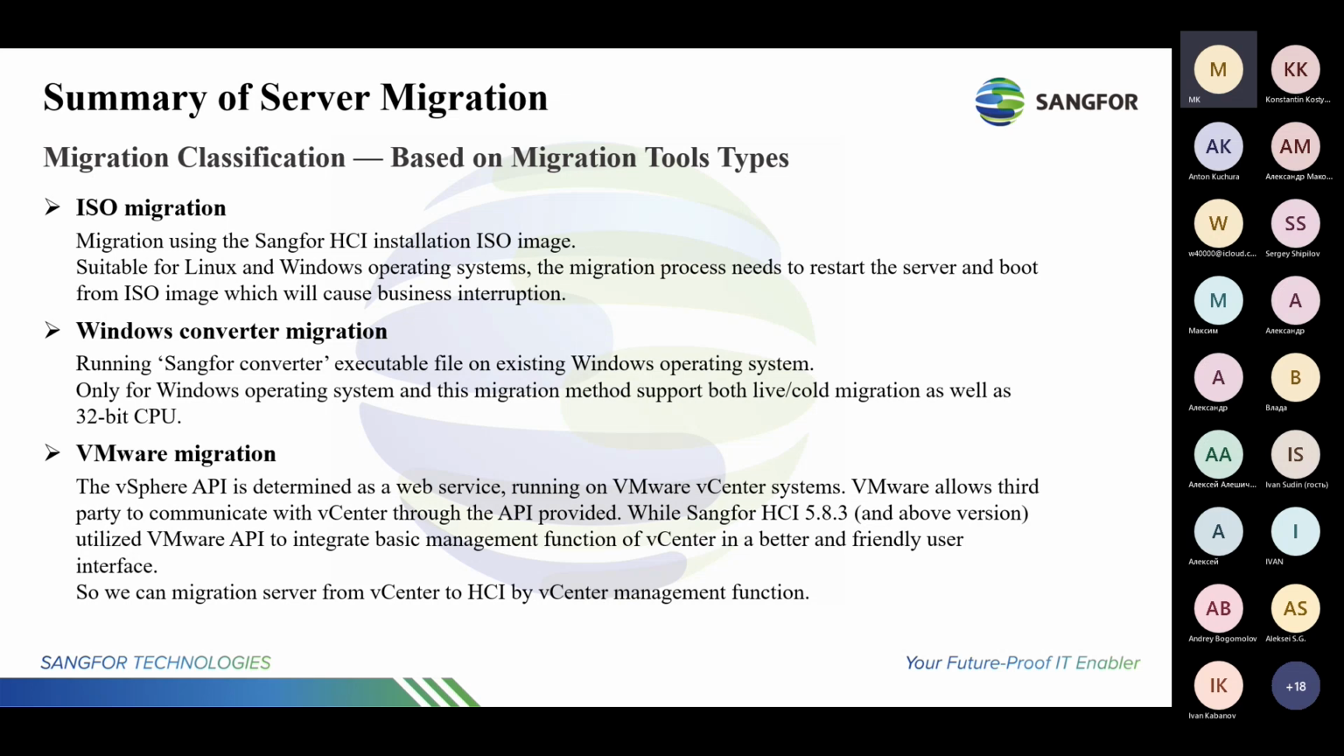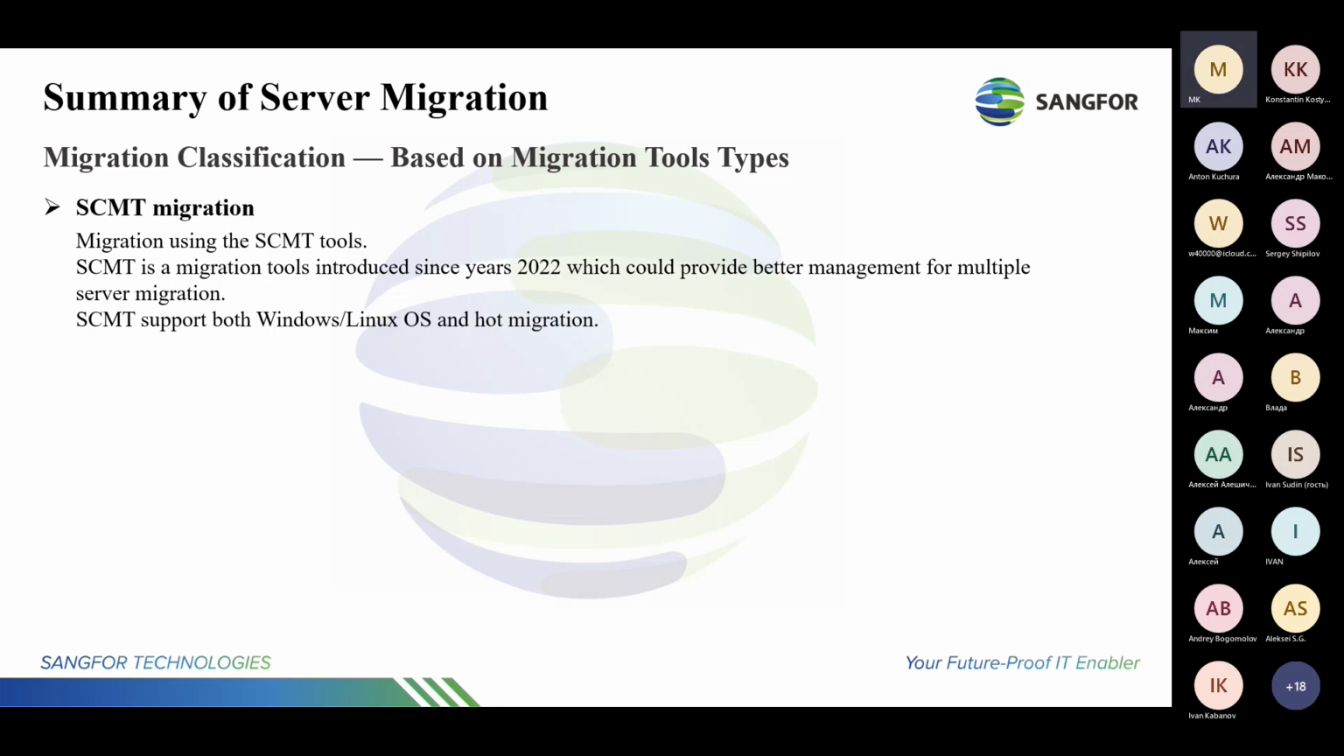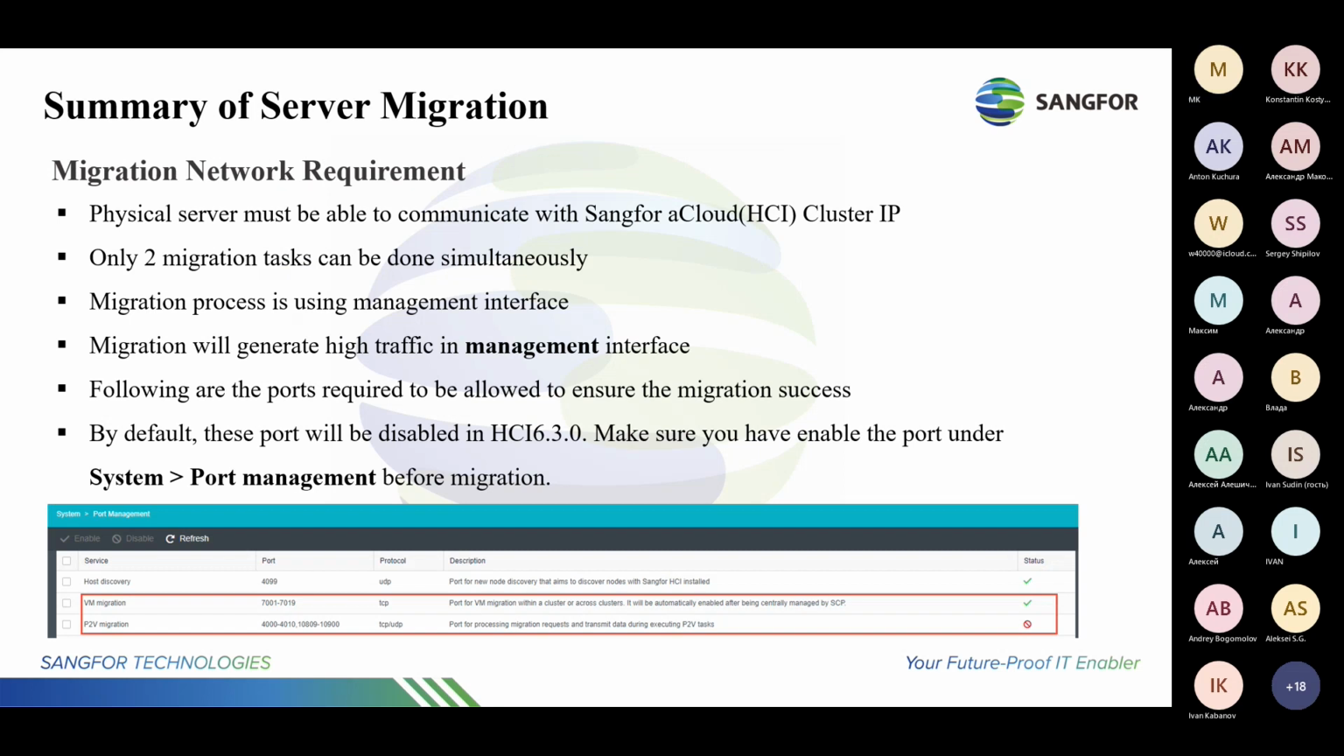Connect the vCenter to our HCI and migrate from there over the API. This is our recent tool, which can provide a better migration approach, especially for those customers who want the hot migration with minimum downtime. So this will be the ports. Some of the ports you first have to open and enable.